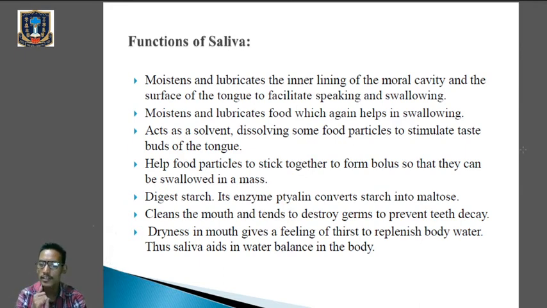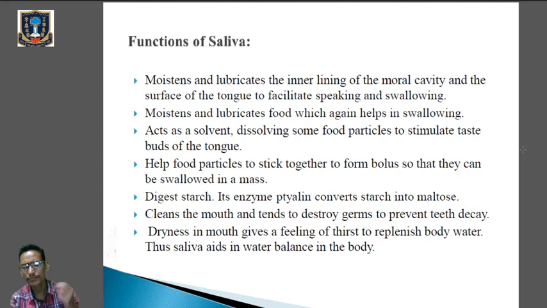It digests starch. Its enzyme ptyalin will convert the starch into maltose. This point is very important. The enzyme, that is ptyalin or salivary amylase, which is secreted by the salivary gland, will convert the starch into maltose. So it will digest the starch.